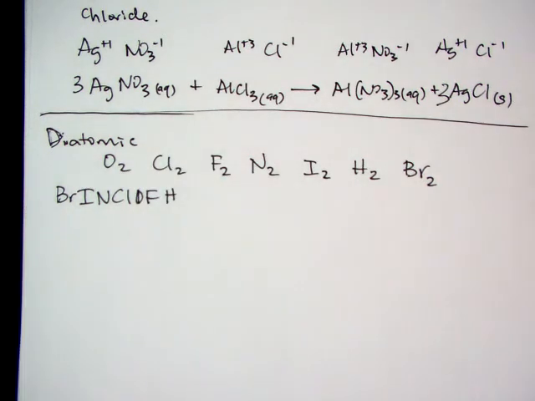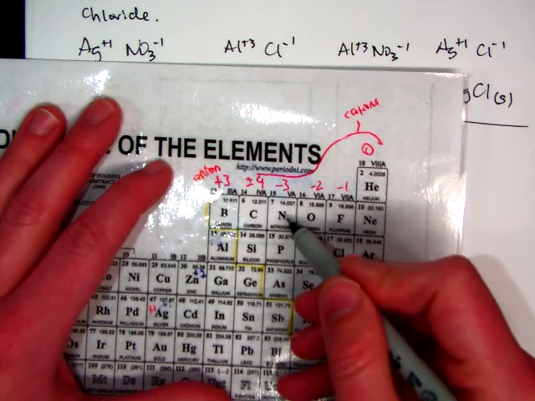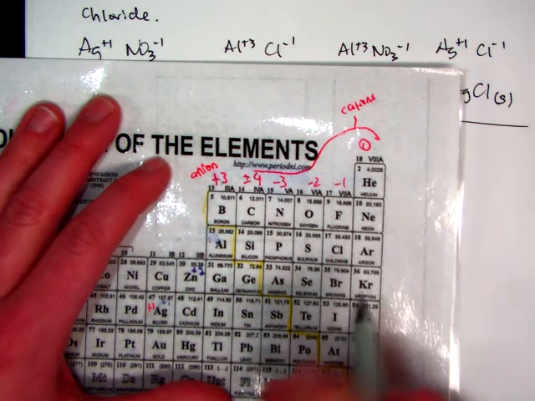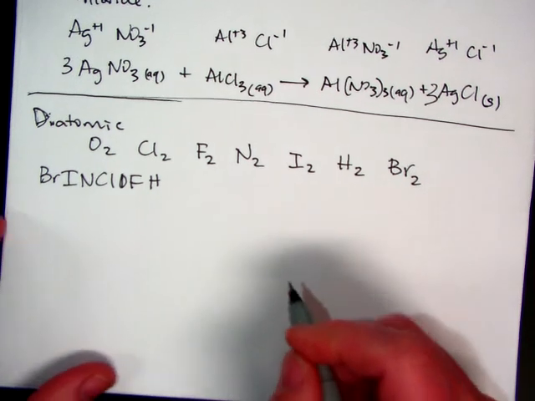Another way to remember them is that there are 7 of them. They start at element number 7, and they make a 7 right here. It's nitrogen, oxygen, fluorine, chlorine, bromine, iodine. And then you have to remember hydrogen off on the left-hand side there. That's another way you can remember the sneaky 7.